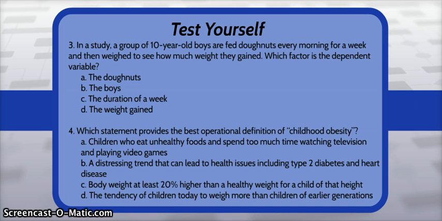And number 4, which statement provides the best operational definition of childhood obesity? Children who eat unhealthy foods and spend too much time watching television and playing video games. A distressing trend that can lead to health issues, including type 2 diabetes and heart disease. Body weight of at least 20% higher than the healthy weight for a child of that height. Or the tendency of children today to weigh more than children of earlier generations.